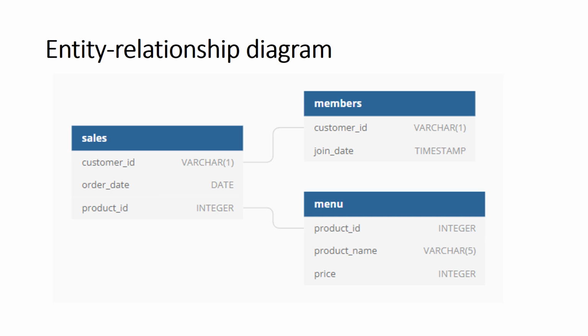In the members table, there are two variables: customer ID with varchar, and join date with the data type timestamp. And in the menu table, there is product ID with data type integer, product name with data type varchar, and price, sorry, with data type integer. The relationship is established between the sales and members tables via customer ID, and between the sales and menu tables via product ID.